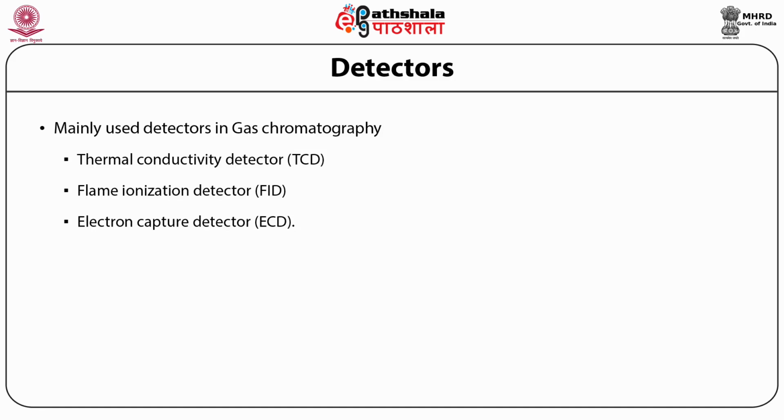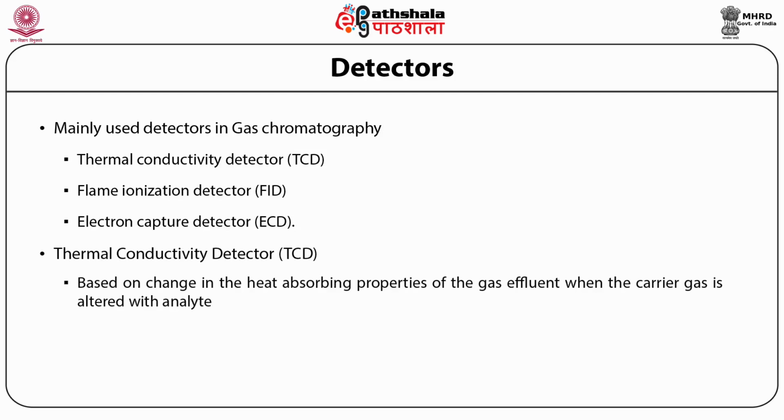The thermal conductivity detector is one of the earliest gas chromatograph detectors. It uses helium as a carrier gas and its principle is based on the thermal conductivity of analytes and the carrier gas. It means the thermal conductivity detector is based on change in the heat absorbing properties of the gas effluent when the carrier gas is altered with the analyte.